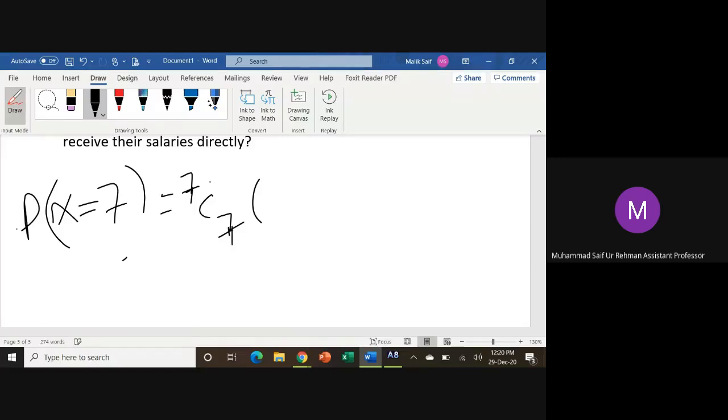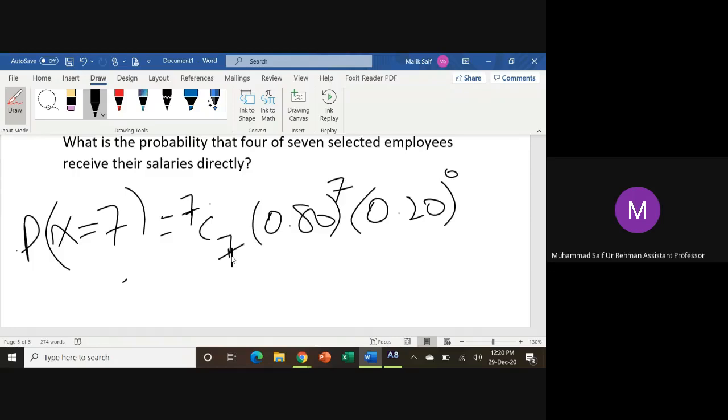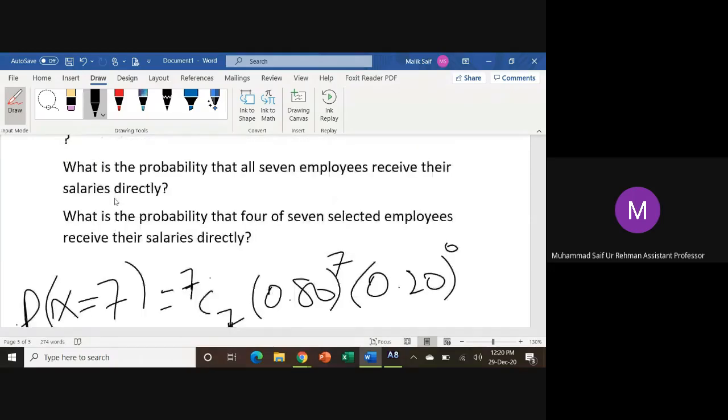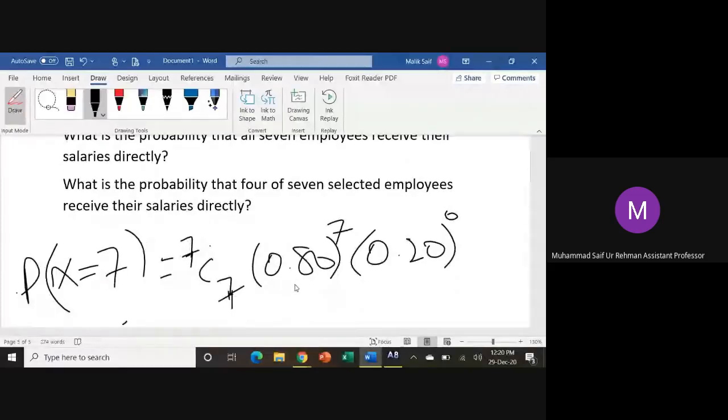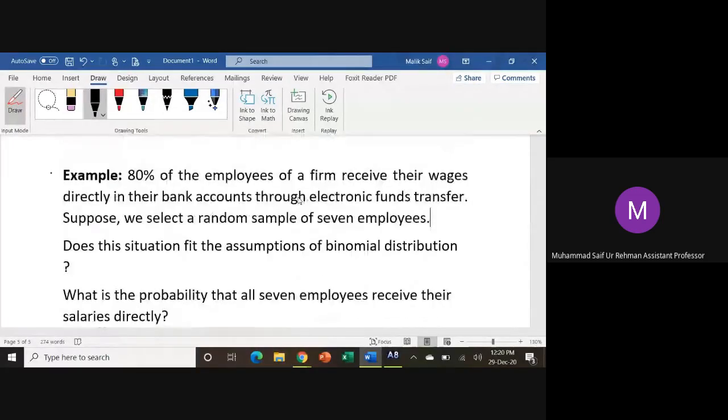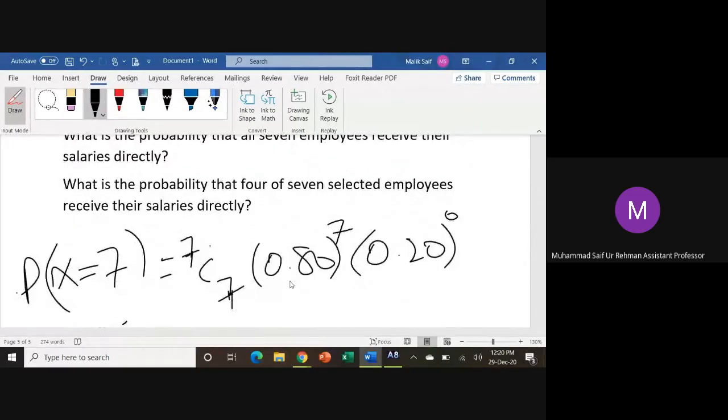q is 0.2. So 0.80 power 7, and 1 minus 0.80, that is 20% or 0.20, and 7 minus 7, so 0 power will be there. So this will be the required probability. What is the probability that all 7 employees receive their salaries directly in their accounts? So 0.80, 80% are the chances that employees have their salaries in their accounts. Therefore, this is small p, 0.80.